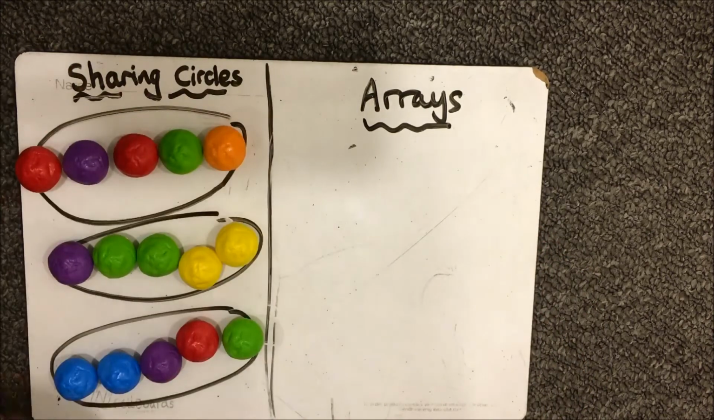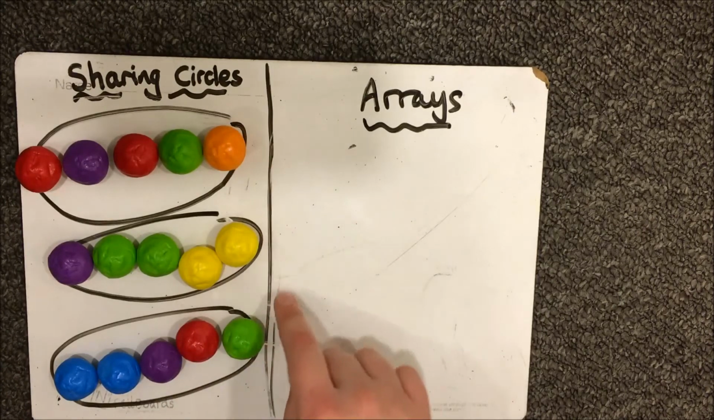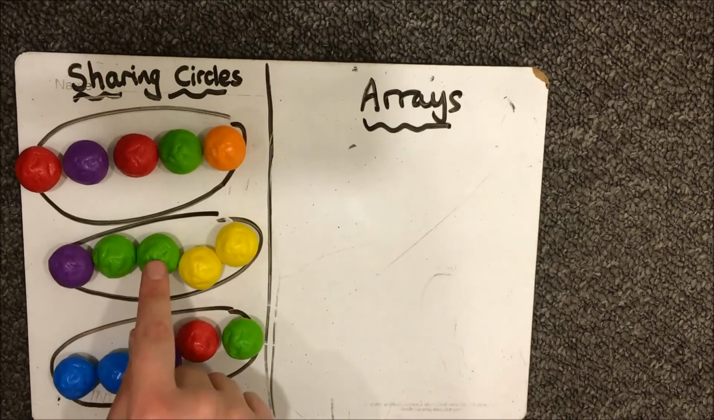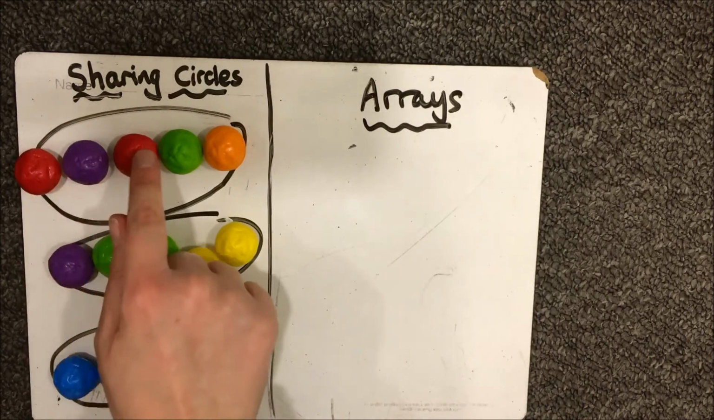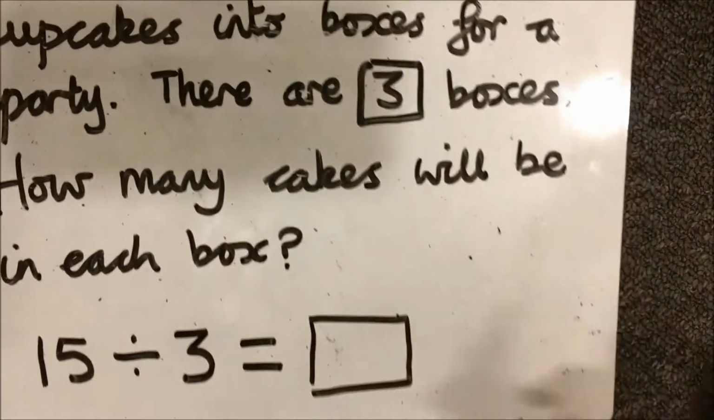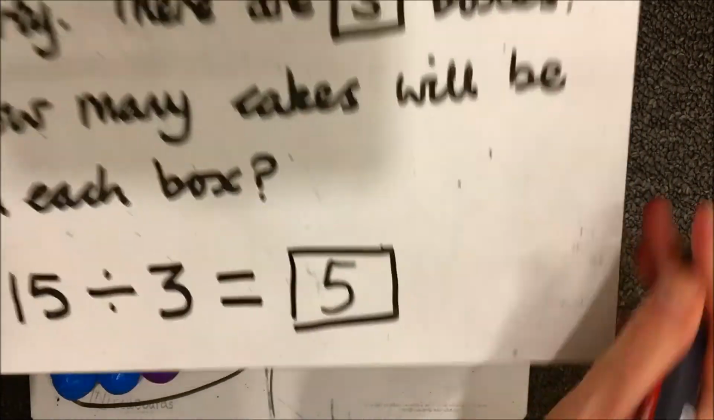So I know that 15 shared between 3 groups is the same as, how many have I got in each group? 1, 2, 3, 4, 5 in that one. Is that fair? 1, 2, 3, 4, 5. 1, 2, 3, 4, 5. So we've got equal groups, so that's fair. Each box has 5 in. So we know 15 divided by 3 is the same as 5.